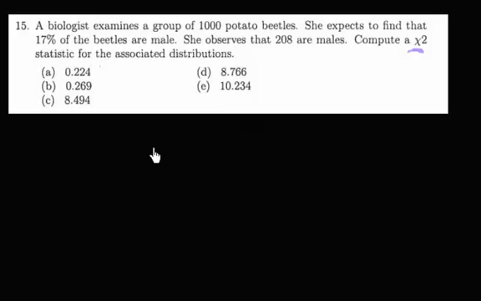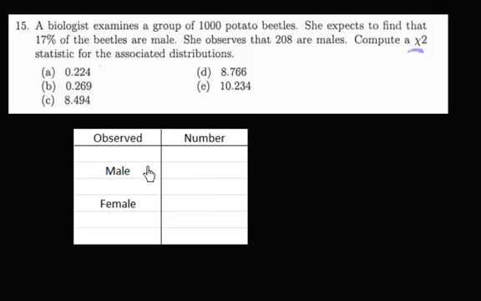Now with a chi-squared, we need to create two tables. We need to have the expected table and the observed table. So let's do the observed. Okay, I prefer this table here. So we have the observed and the number. Okay, so how many males do we have? So we have 208 males.